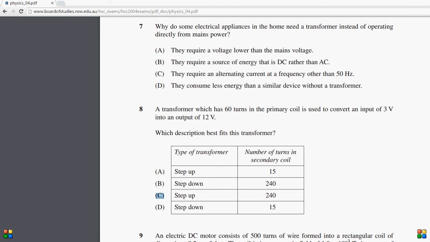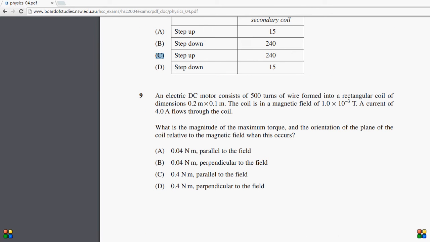It's a step up transformer. Okay, question 9. An electric DC motor consists of 500 turns of wire formed into a rectangular coil of dimensions that. So we need to calculate the area. The coil is in a magnetic field of 1 times 10 to the minus 3 teslas. A current of 4 amps flows through the coil. What is the magnitude of the maximum torque and the orientation of the plane of the coil relative to the magnetic field when this occurs?